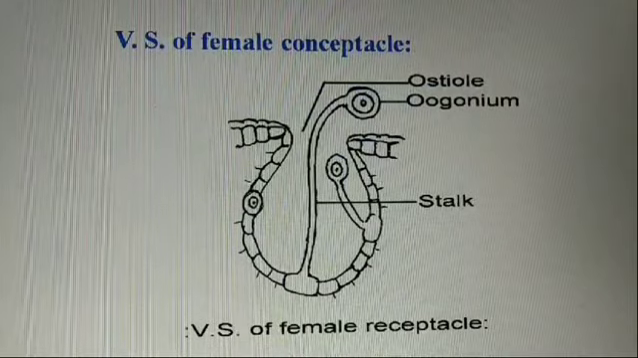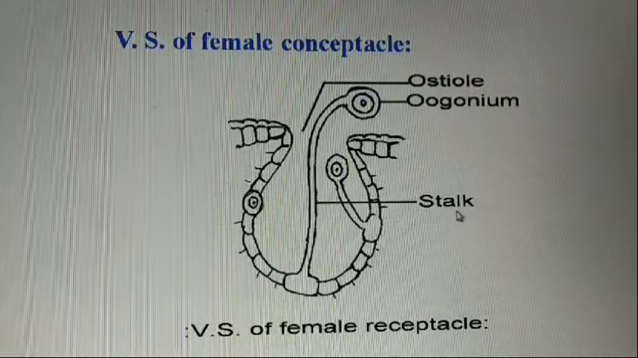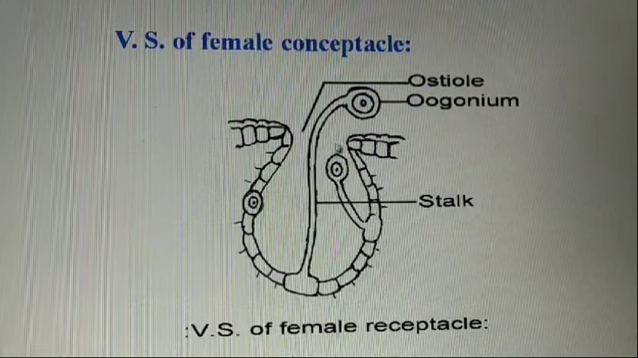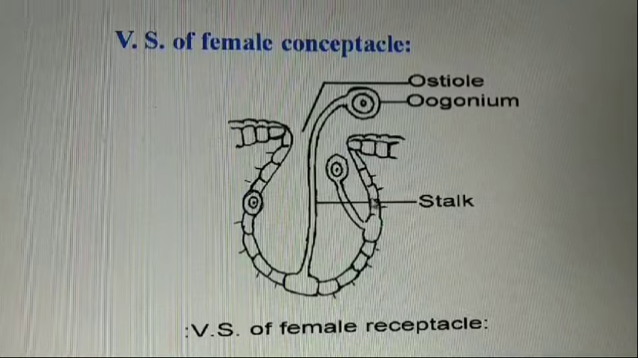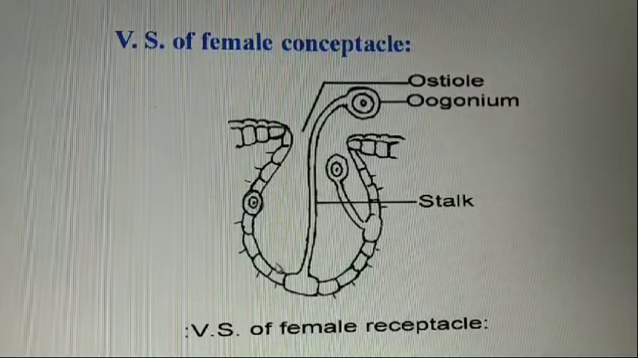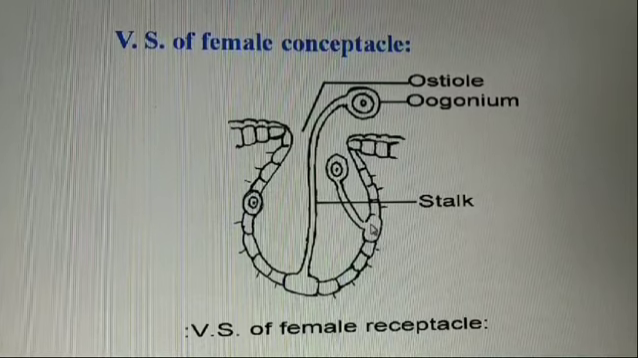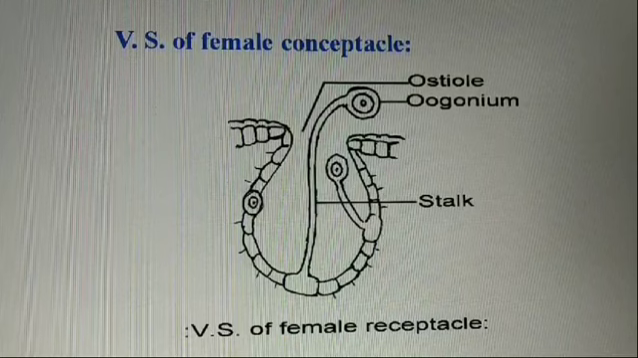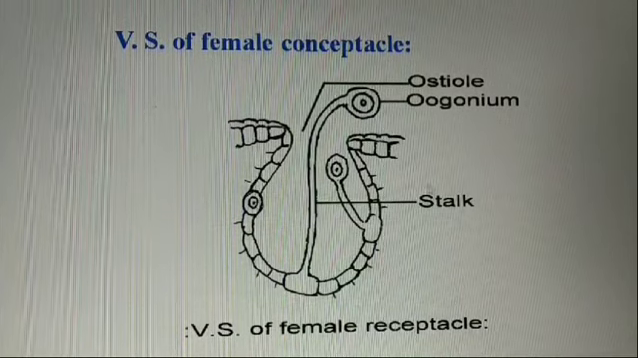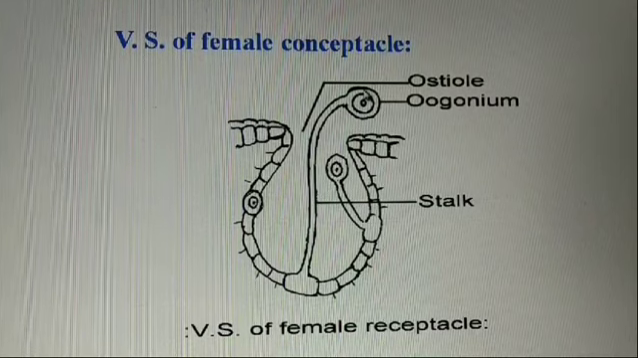Now, female conceptacle. The female conceptacle is also flask-shaped. Its opening is called ostiole. From the wall of female conceptacle develop the oogonia. In young condition, the oogonia are small, spherical. Their wall is made up of three layers: outer exochite, middle mesochite, and inner endochite. At maturity, the mesochite gelatinizes and forms a stalk-like structure. So the oogonia come out of the ostiole.